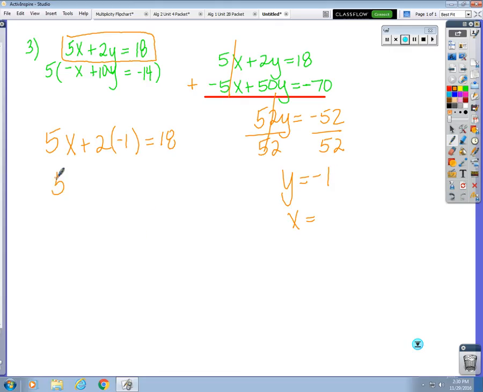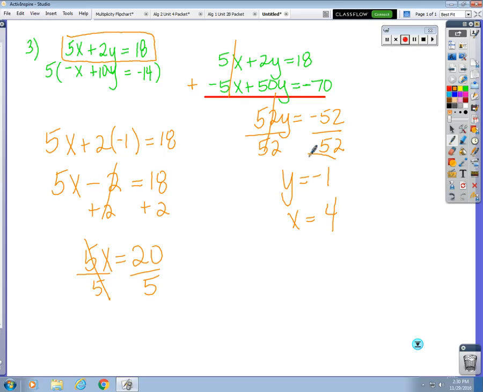That becomes 5x plus a negative 2, which is just 5x minus 2. And now to solve for x, what do we do on both sides? Add 2, and so 5x equals 20. Now to solve for x, what do we do on both sides? Divide by 5. And so x does equal 4. Okay, so those are the final answers.